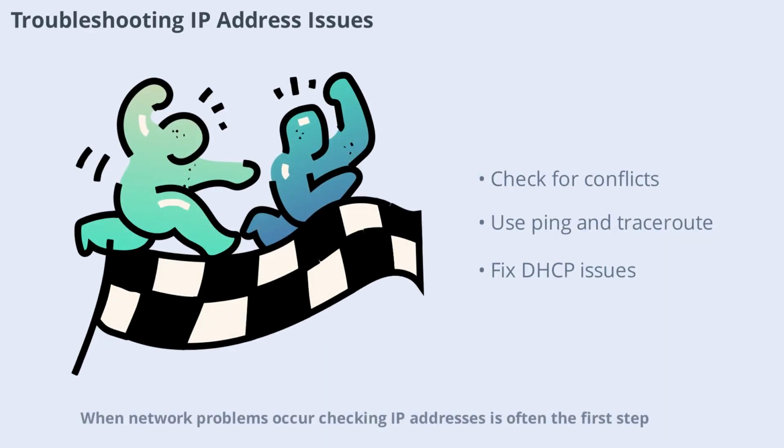When network problems occur, checking IP addresses is often the first step. Common issues include address conflicts, incorrect settings, or DHCP failures. Tools like Ping and Traceroute help diagnose and fix problems, ensuring devices can communicate smoothly.